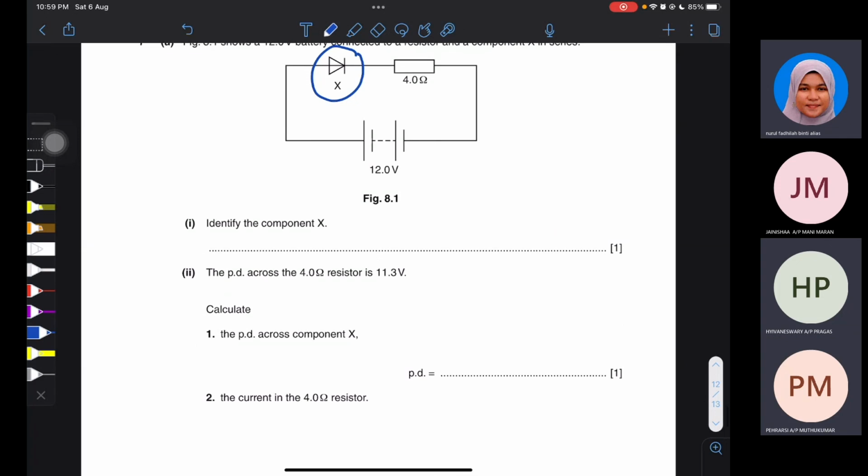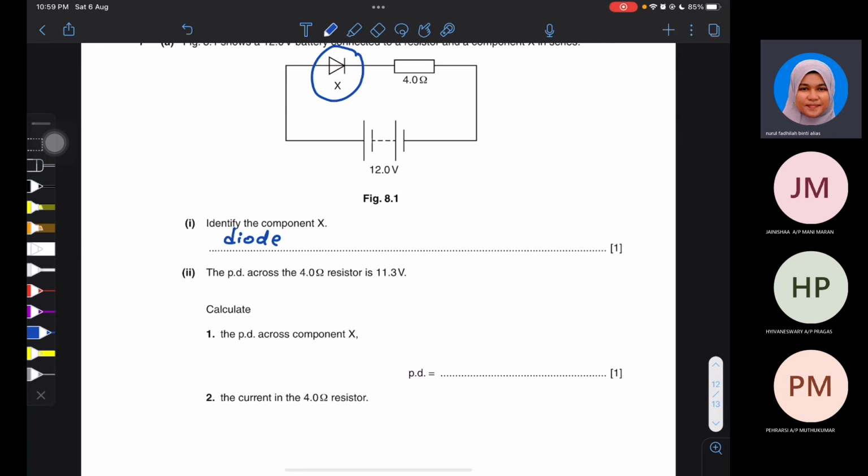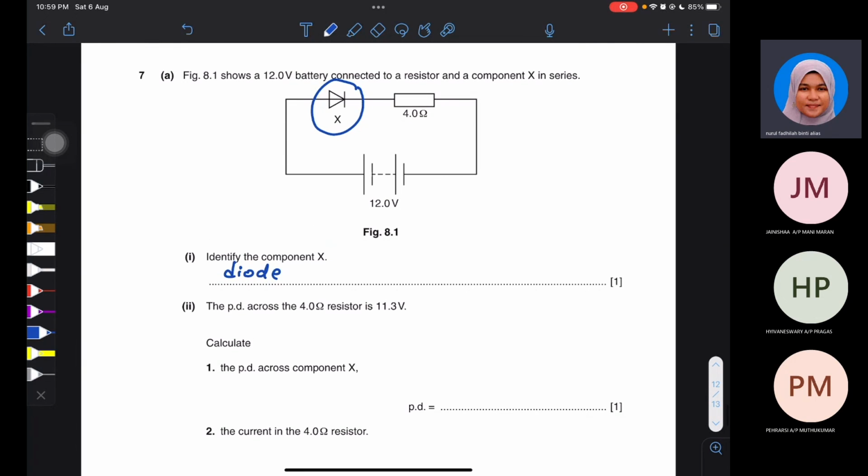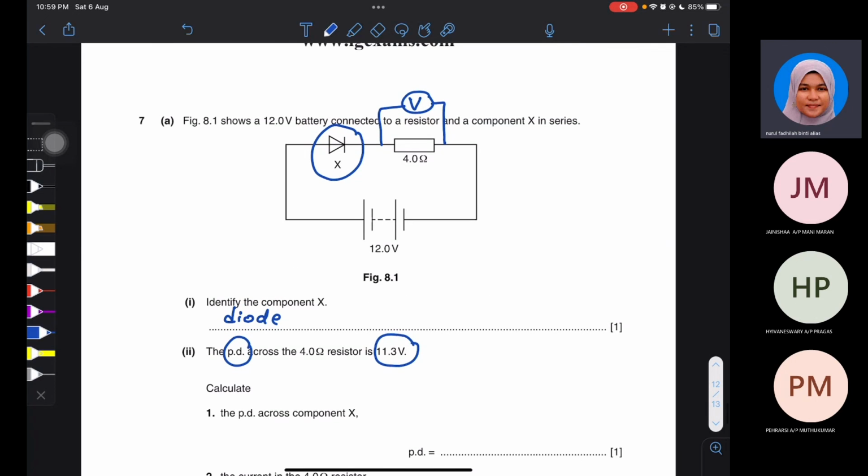Identify X. So what is X? X is a diode, a semiconductor diode. Okay, diode. So the PD across the 4 ohm resistor is 11.3. So kat sini dia kata PD. PD tu apa? Bukan Port Dickson lah. It's potential difference. So kat sini kita boleh letak voltage. So dia kata the value of voltage there is 11.3. So dia kata calculate the PD across X. Jadi ni yang I tanya tadi tu.